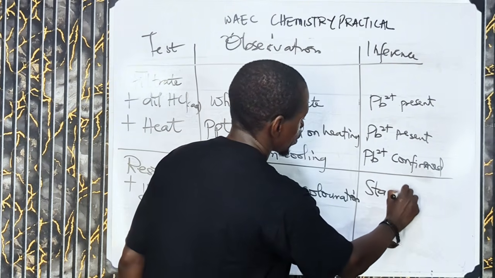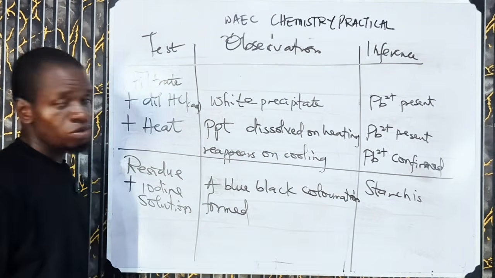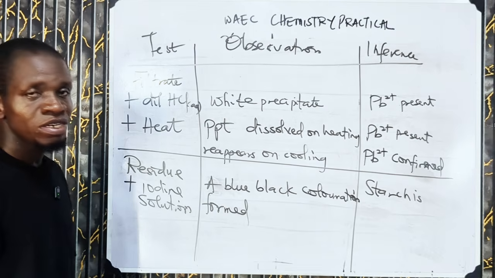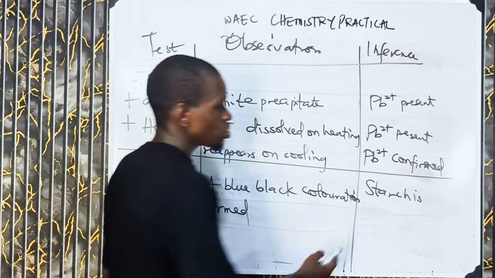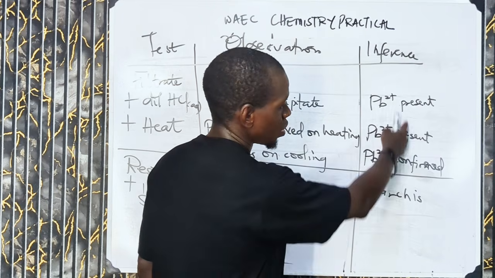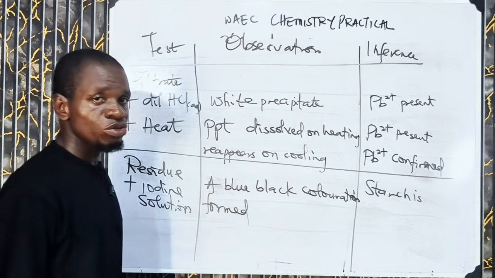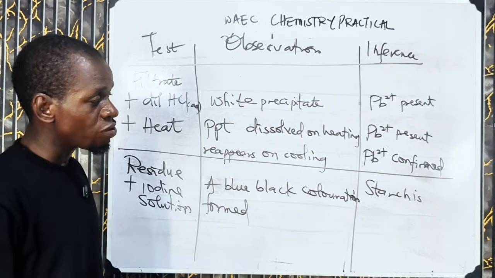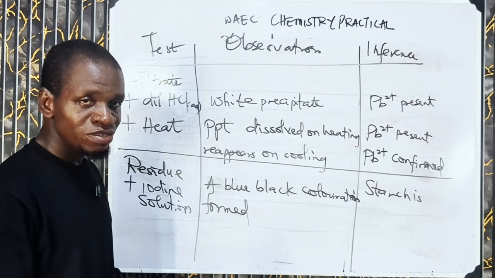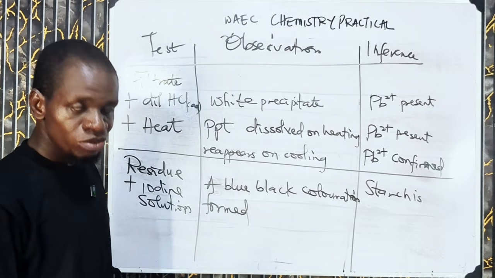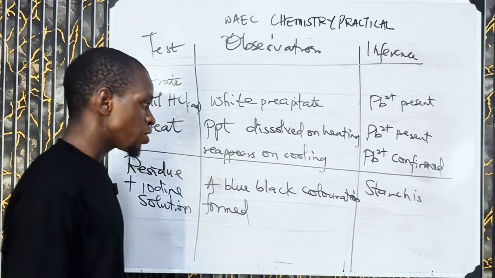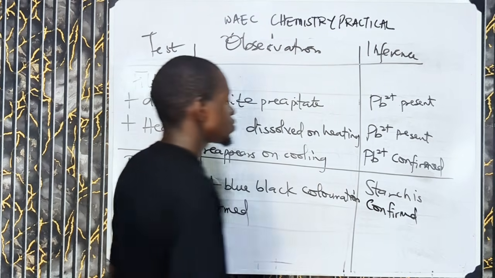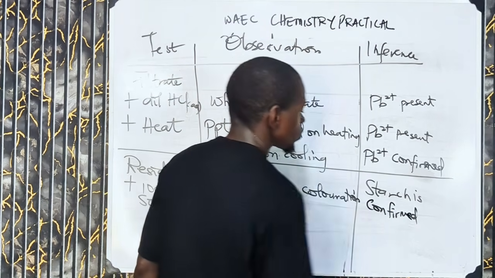Starch. Okay, starch is present. Now my question is, most times if I'm not sure of confirmed, I can just easily write present. For a student that is writing, if you are not sure whether it's going to be present or confirmed, our advice is just write present. If you dare write confirmed where you're supposed to write present, you'll be penalized. So that is also confirmed. So that is it now.